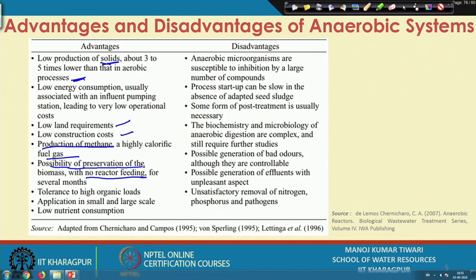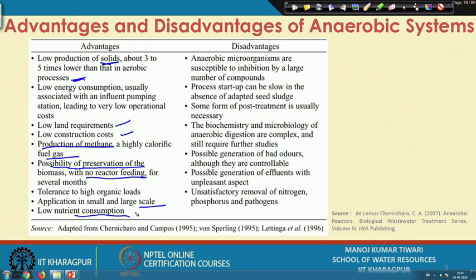There is tolerance to high organic load; it can sustain even a high organic load. There is application to small and large scale, so whatever scale we want, we can apply it. And the nutrient consumption is relatively low. That is another advantage of this.